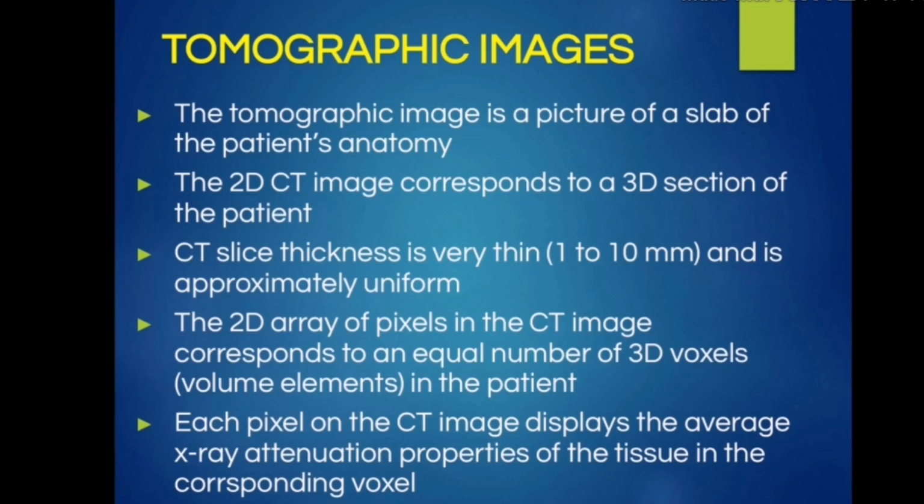The 2D array of pixels in the CT image corresponds to an equal number of 3D voxels, or what we call the volume elements in the patient. Each pixel, or picture element, on the CT image displays the average X-ray attenuation properties of the tissue in the corresponding voxel.